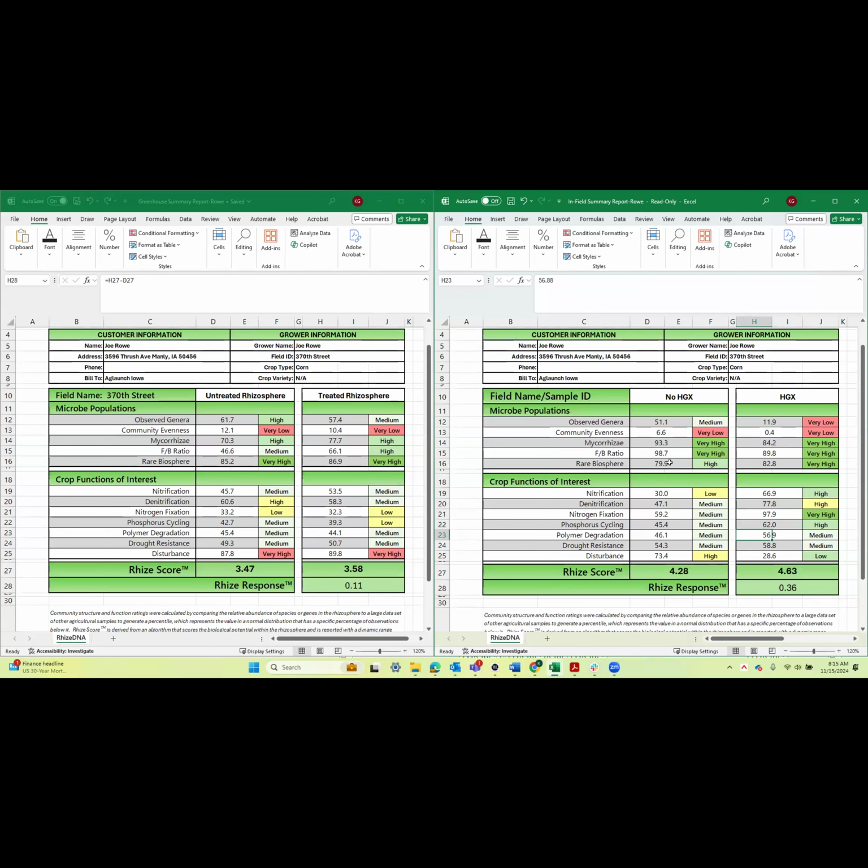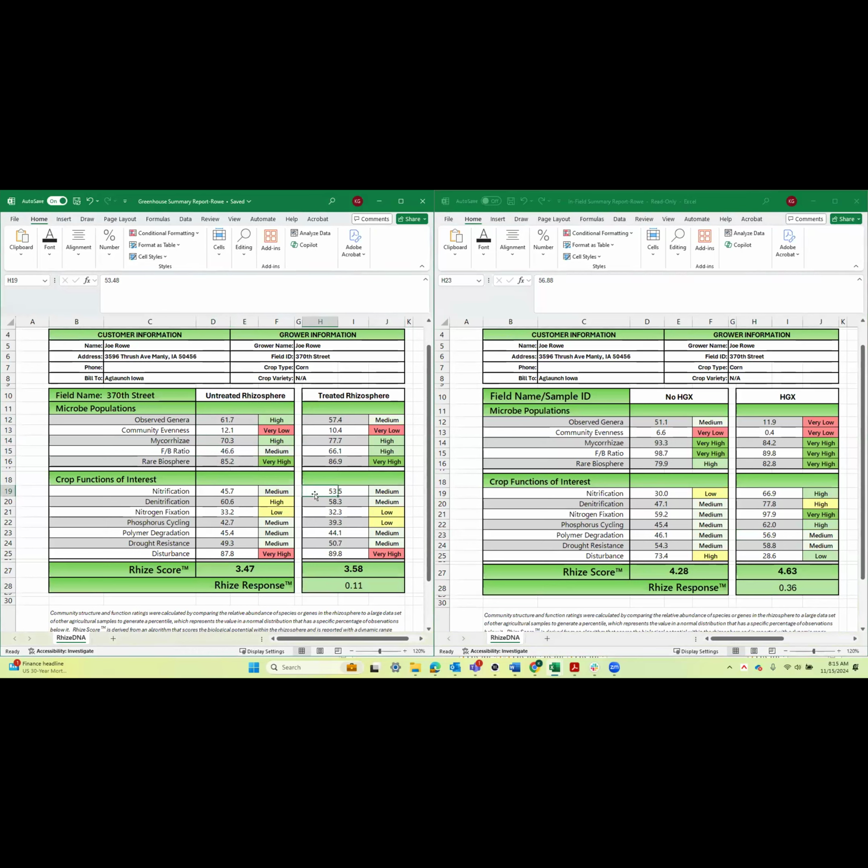And unless Josh or Lauren or anyone has any questions on the in-field, I can bounce over to the greenhouse sample, which showed a similar response, right? We see a little bit of a reduction in the observed genera, smaller than the in-field. We still see pretty high levels of mycorrhizae and fungal to bacterial ratio, but not quite as good, right? Those are going to be more well established in the soil in the field than once we chop that soil up and bring it into a greenhouse and try and grow something in it again. But we do see improvements.